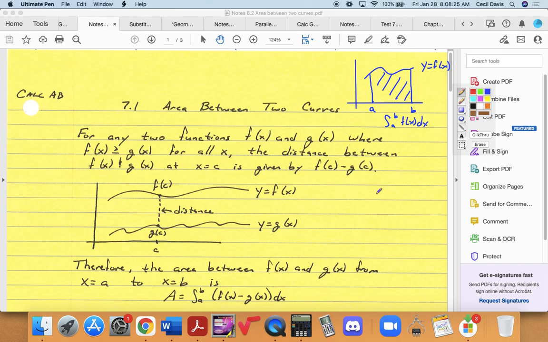What if the curves intersect? That's an excellent question that we are going to take a look at. What happens not infrequently is sometimes they intersect and then go back to being the same way, but most of the time when they intersect, they switch places. So you're going to have a separate integral every time they switch places. Or if it's a calculator part, you can do the absolute value.